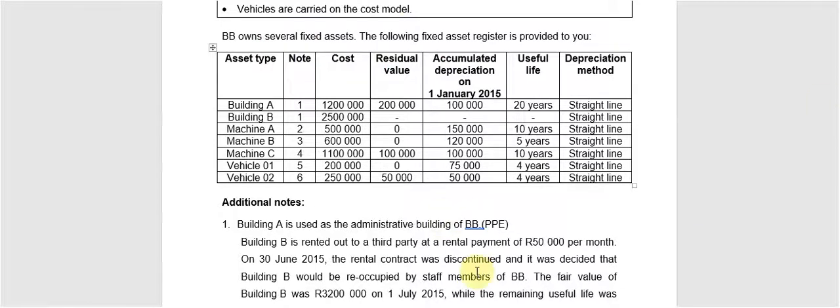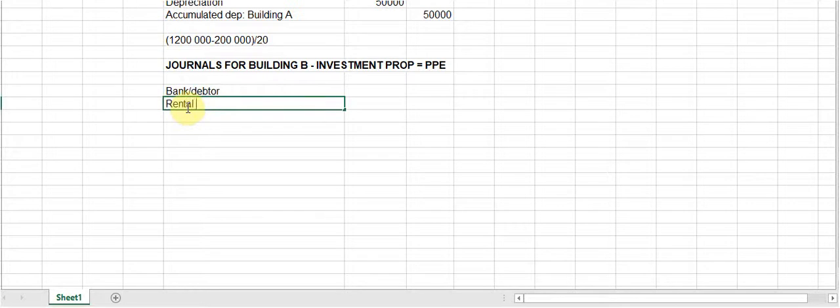The first information I see there relates to some rental. But the rental will only be received between January and June, because at the end of June, this contract is discontinued. So the first entry that I'm going to make is bank/debtor, and then rental income. Here we will take the 50,000 Rand per month and indicate that we receive it for 6 months of the year only, because then this contract is discontinued.